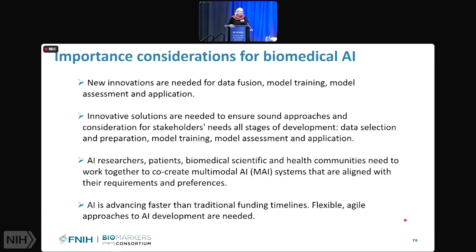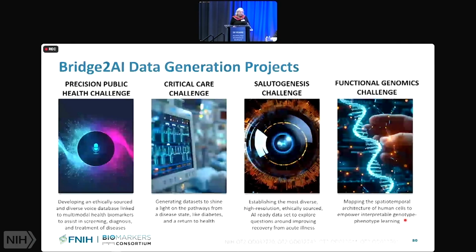AI is really a fast evolving field. There's a lot of really innovative work that happens every day. That work is not always commensurate with the NIH timelines for funding. That's just how it is. We need and we try very hard to be flexible and agile in our approaches to development. And that means we have to go outside of the box, and that's hard too. So these are some of the challenges that we face and that I hope that you'll help us solve.